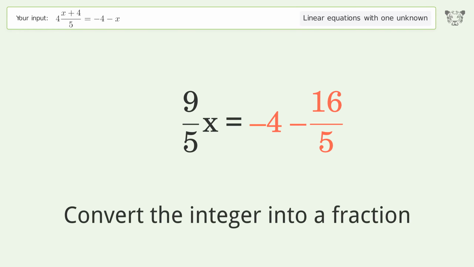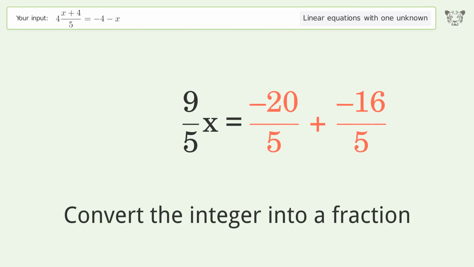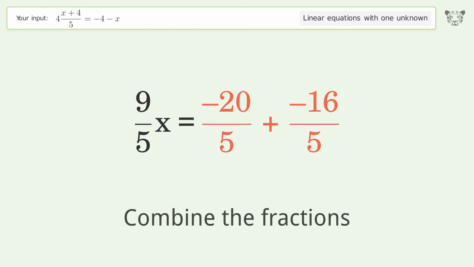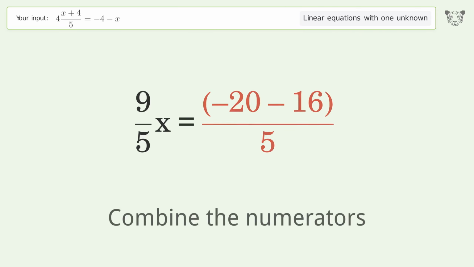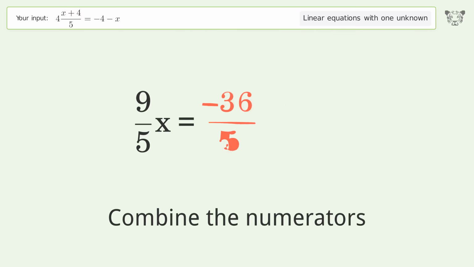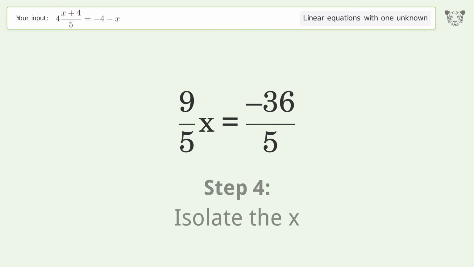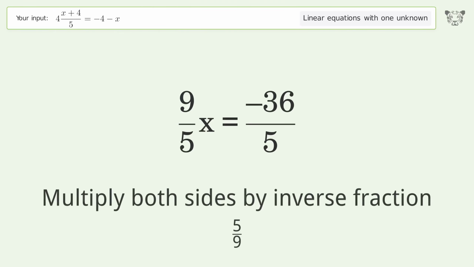Convert the integer into a fraction. Combine the fractions. Combine the numerators. Isolate the x. Multiply both sides by inverse fraction 5/9.